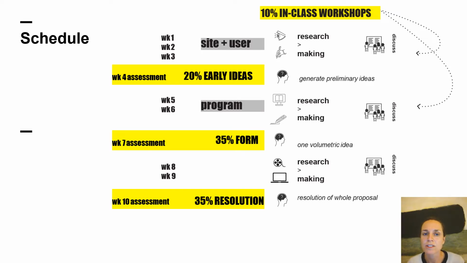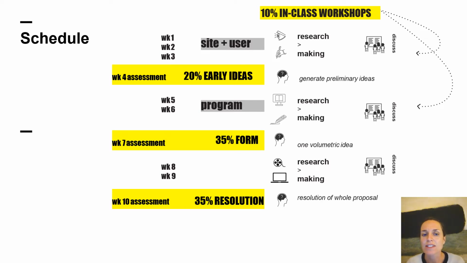From week 1 to week 3, you'll examine in detail both the user, so Ushio and Noriko, and the site. And there'll be different ways that we get you to engage with these two components of the brief. You'll then gather these ideas and present them for the week 4 assessment, Early Ideas.